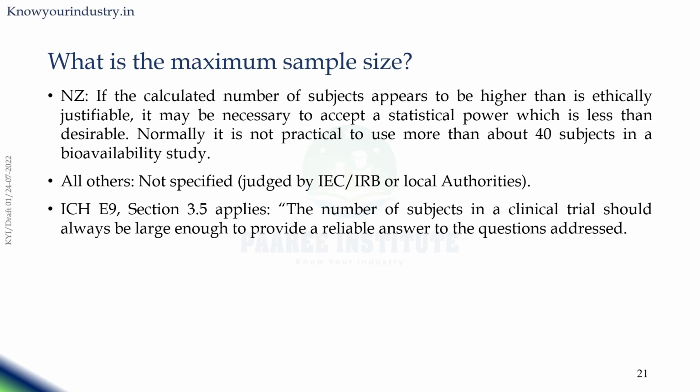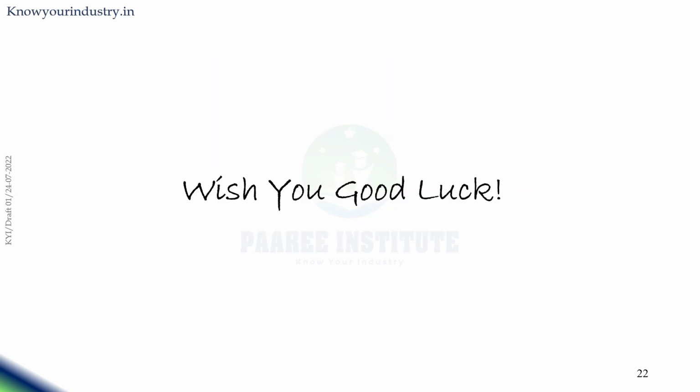In ICH E9, section 3.5 applies. The number of subjects in a clinical trial should always be large enough to provide a reliable answer to the questions addressed. With this, we are concluding this particular module about the sample size, its calculations and its significance, its components with respect to the clinical trial and the bioequivalence study.